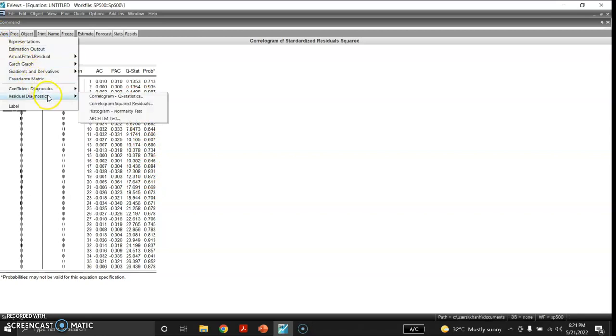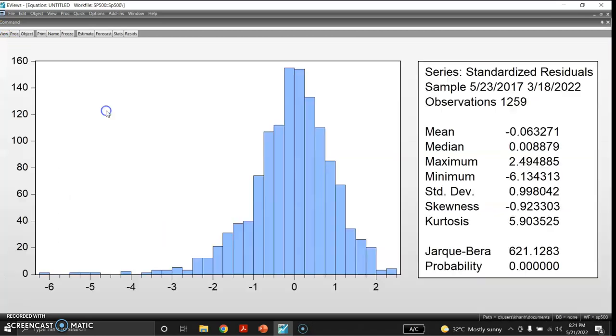Now I'll test for normality of the standardized residuals, and the Jarque-Bera test value is equal to 6 to 1.12, and its p value is 0.00. So these standardized residuals don't follow normality.